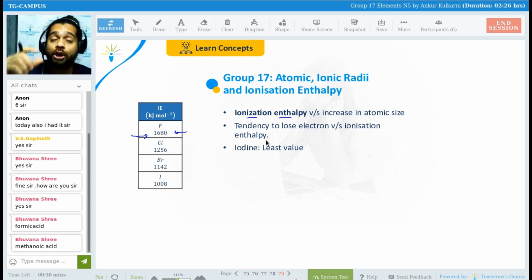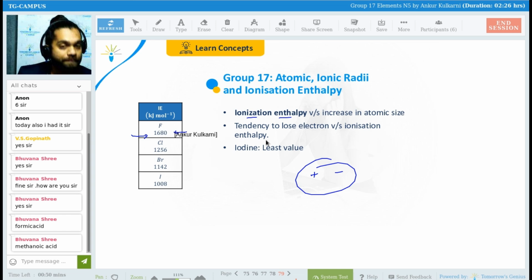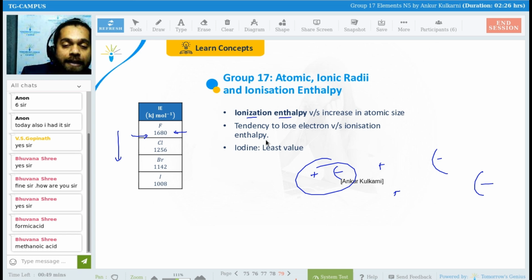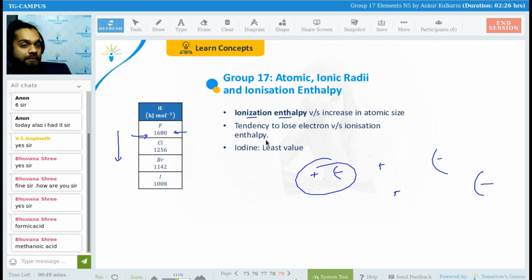1680, very large number, because fluorine is already small. The nucleus and outermost electron are close to each other. On top of that, it does not lose electron. It wants to take the electron. Hence, the value is so large. As you go down the group, obviously it will decrease due to increase in the size, because you can easily give away the electron as the size increases. Is it clear, Rajna? Is it clear, Prashanti?